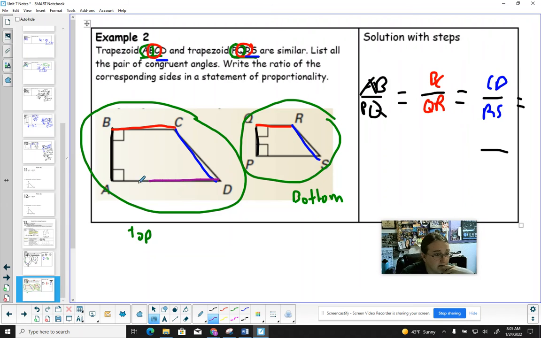And then we got the last one, DA and SP. Yep, DA and SP are my final letters there. So DA on top, SP on bottom. Once again, doesn't matter if you flip-flop the letters. You could call this AD and PS. It's just that all of my sides from this shape had to go on top. All of my sides had to go on the bottom.